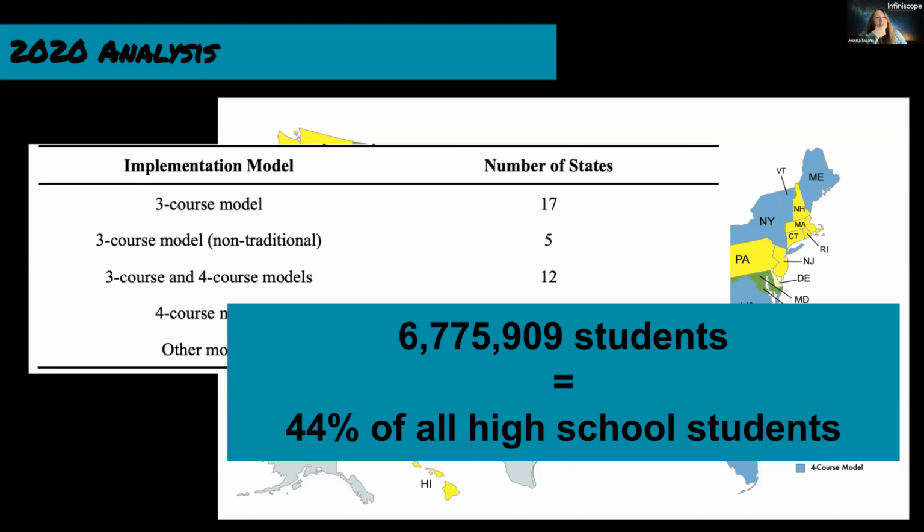As we look across the states, we did an analysis back in 2020, and we looked to see which states were using this 3-course model, which states were using the 4-course model, and which are doing a blend. Ultimately, we found that 17 of these states are pure 3-course model, 5 use the 3-course model in a non-traditional method, and there are 12 states where there's a blend between the 3-course and 4-course model. When we tallied everything up, just in the top 2 rows, not even including the states doing both, this meant almost 7 million high school students across the US are in this 3-course model.